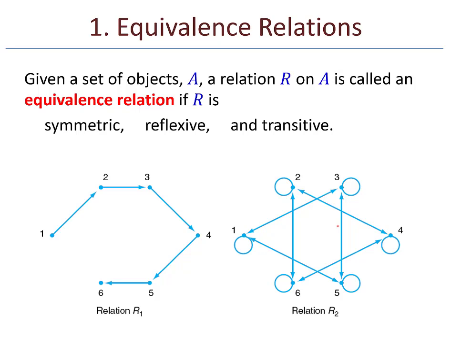Equivalence relations. Given a set of objects A, a relation R on A is called an equivalence relation if R is symmetric, reflexive, and transitive. We've seen two of these before. We've seen reflexive and transitive. Symmetric, well, we've seen antisymmetric. Remember, antisymmetric meant that the arrows only pointed in one direction. Well, symmetric means every arrow points in both directions.